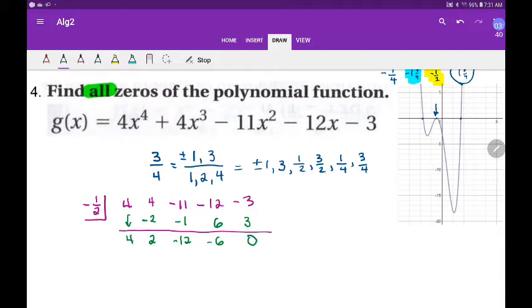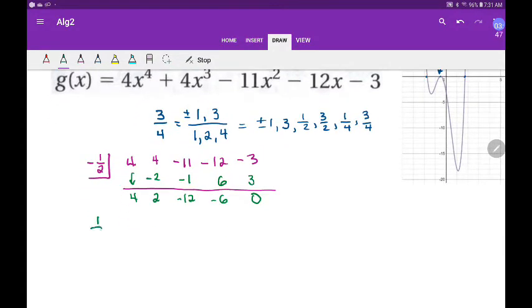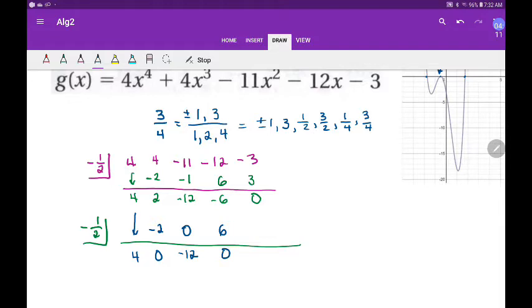Now, since I think it's a kiss, it's going to happen again. So we have negative 1/2 happening again, we think. And we'll bring these numbers down. 4 times negative 1/2 is negative 2. Plus 2 is 0, times negative 1/2 is 0, plus negative 12 is negative 12, times negative half is positive 6, and I get my 0 again.